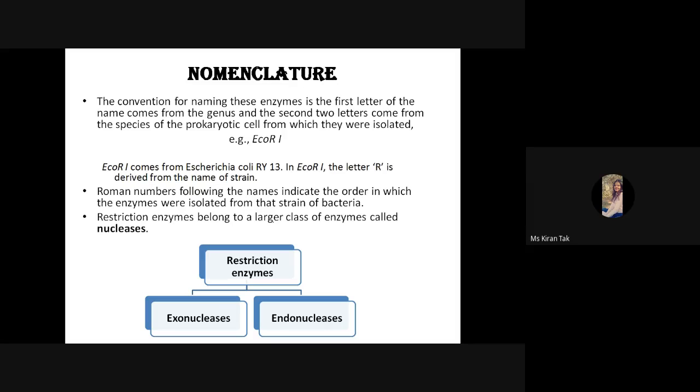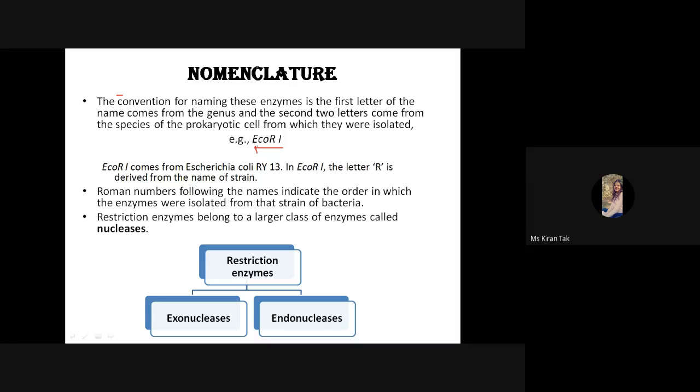So, how has the nomenclature of these restriction enzymes been done? So, let's take an example of EcoRI. So, EcoRI here, the first letter represents the name of the genus.